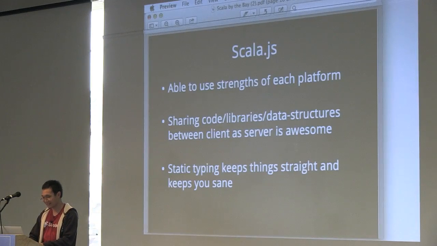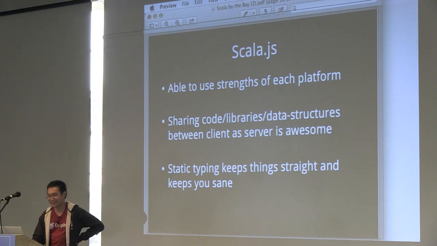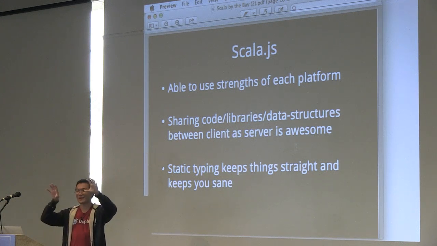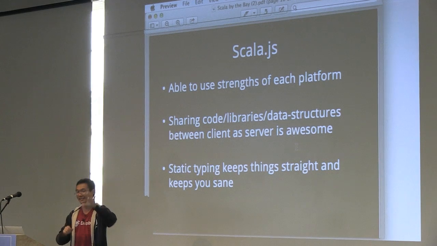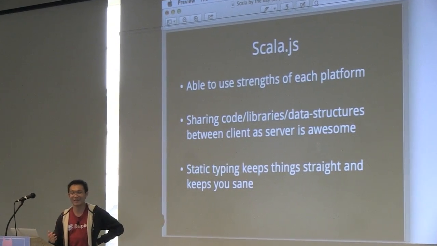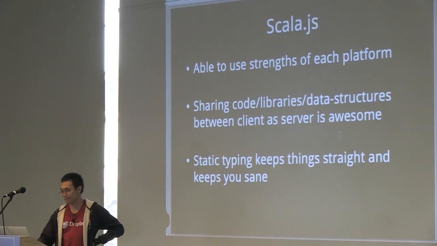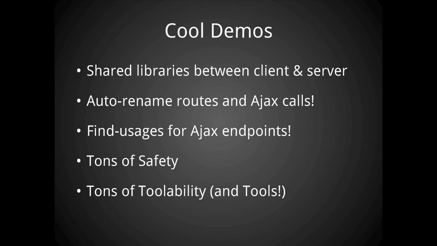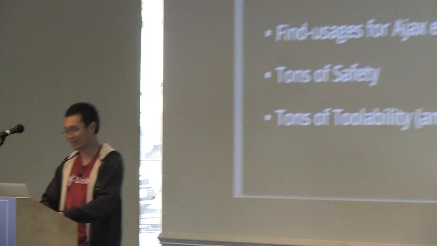Back to the slides. Static typing keeps things straight and keeps you sane. As I showed you earlier, we actually have 3 modules, and you can use different subsets of your APIs in each module. Because of static typing, you're quite sure you won't screw it up. So, cool demos. I've already showed you sharing libraries between client and server. What else can you do? You can also automatically rename AJAX calls.